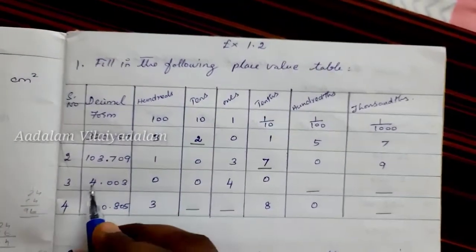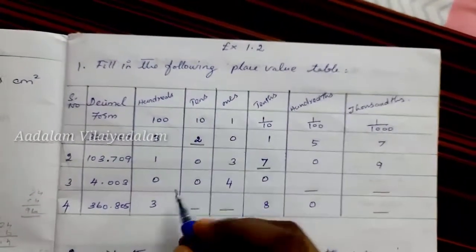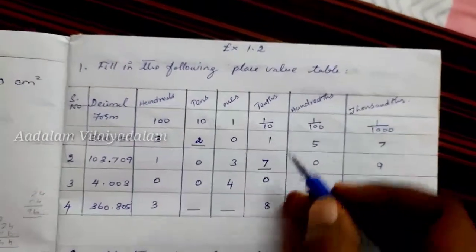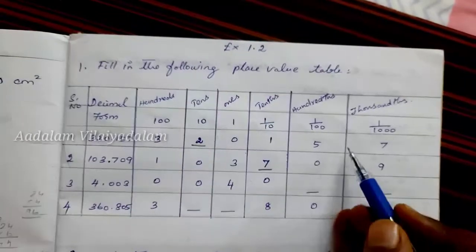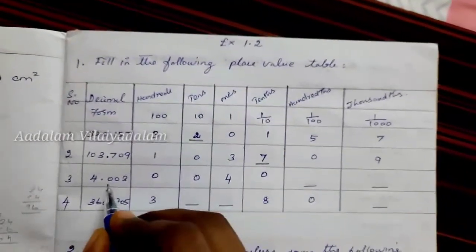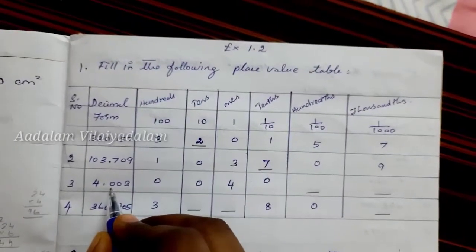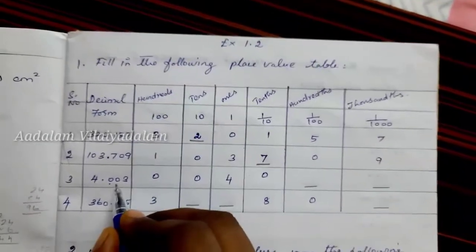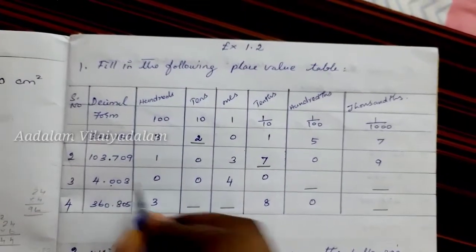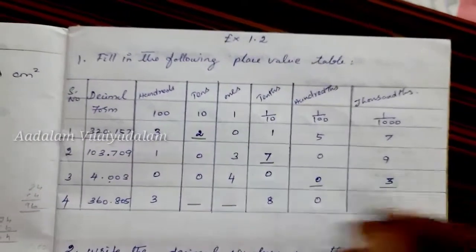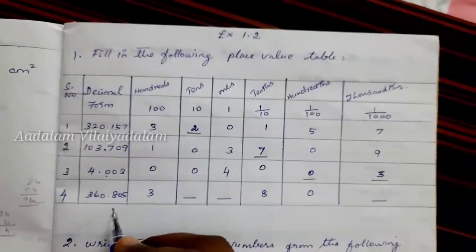Now look at 4.003. Here they are asking for the hundredths place value. So this is 1 by 10, this is 1 by 100, this is 1 by 1000, which means we get 0 and 3.